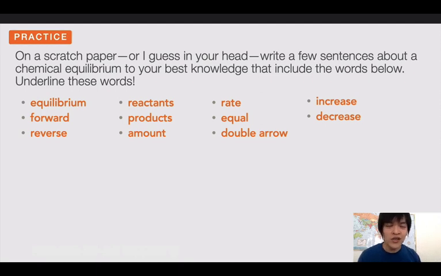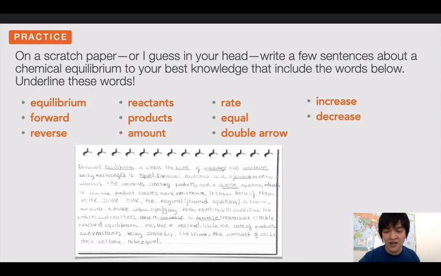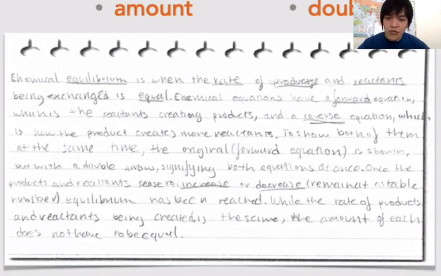All right, so instead of me showing you what I would write, I would actually show you what one of my previous students has written in this nice index card. Chemical equilibrium is when the rate of products and reactants being exchanged is equal. Chemical equations have a forward equation, which the reactants are creating products, and a reverse equation, which is how the products create more reactants. True. To show both of them at the same time, the original forward equation is shown but with a double arrow, signifying both equations at once.